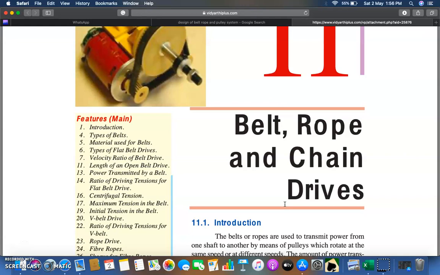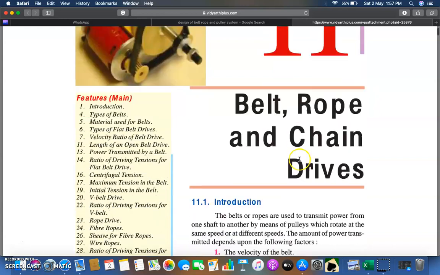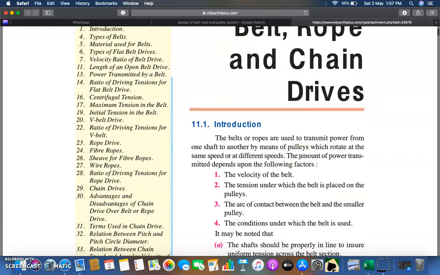Today we are going to discuss the topic of design of machine elements: belt, rope, and chain drives, which are used for transmission. I have taken this PDF from vidyarthipress.com, which is a caption of the R.S. Khurmi book. If you go to chapter number 11 in R.S. Khurmi's Theory of Machines, you will find this chapter there. I will discuss a few things related to this.